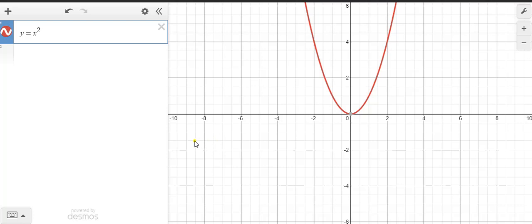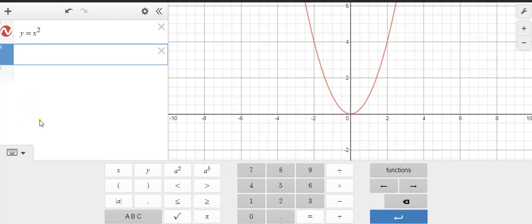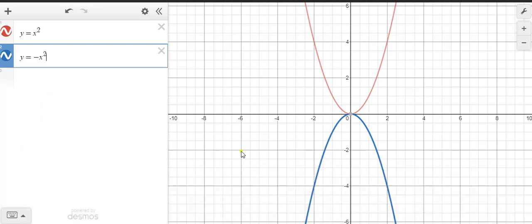In this video, we're going to look at translation of quadratic equations. So when you graph y equals x squared, you will get a parabola. Right? Now, what if you graph y equals negative x squared? Now what happens? Instead of going up, the parabola goes down.